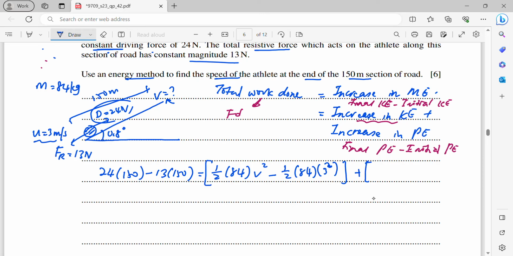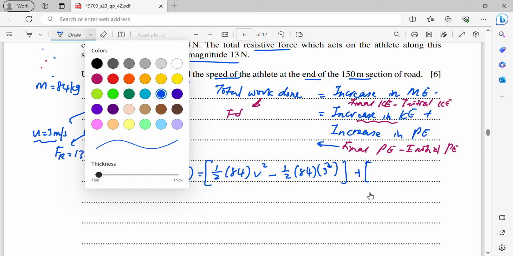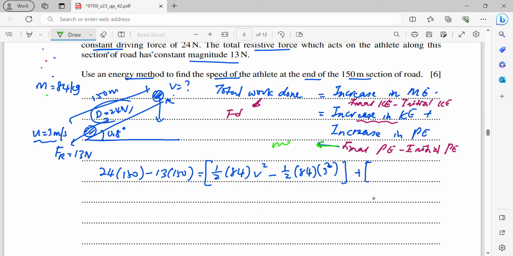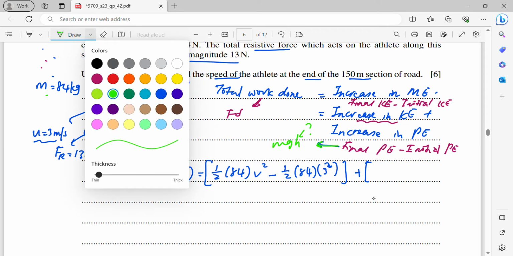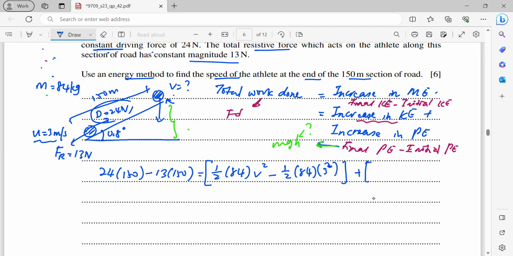So for the final PE, the athlete will be here. Let's say I draw it here. When it reaches here, remember, we need to find the mgh. The PE formula is mgh. I need to know what my h is. h is the vertical height. So I need to resolve my weight. This mass is 84 kg, so that means this is 84g.